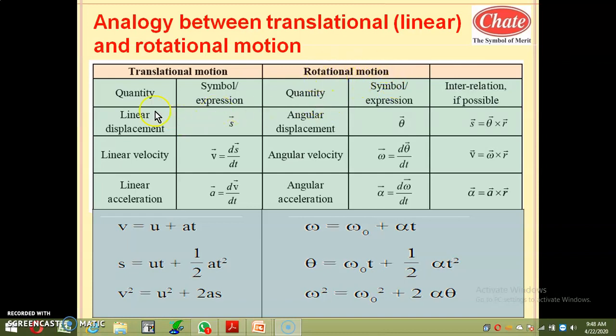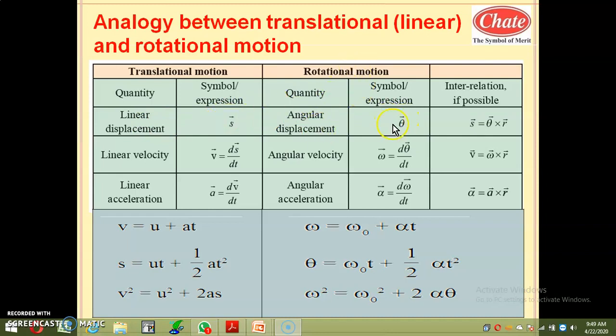So what are the similarities? Let us study. These are the quantities, the symbols with formulae, this is for rotational motion, and this is for translational motion. First physical quantity for translational motion is linear displacement. Linear displacement in translational motion is denoted by S vector, whereas the analogous quantity in rotational motion is named angular displacement, theta. So in linear motion, linear displacement is S. In rotational motion, angular displacement is theta.